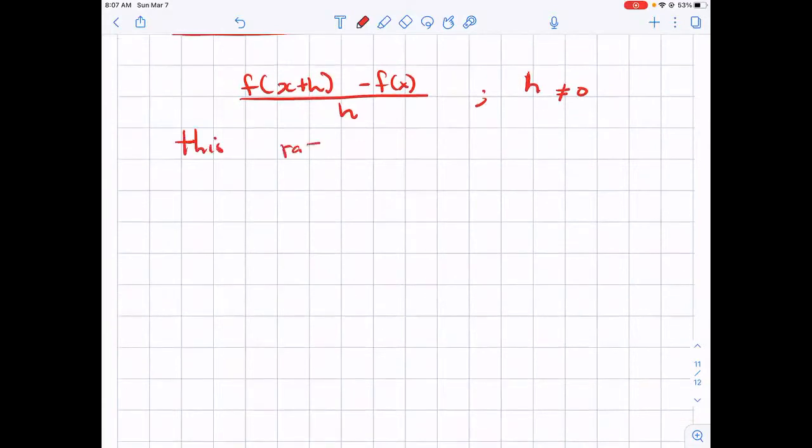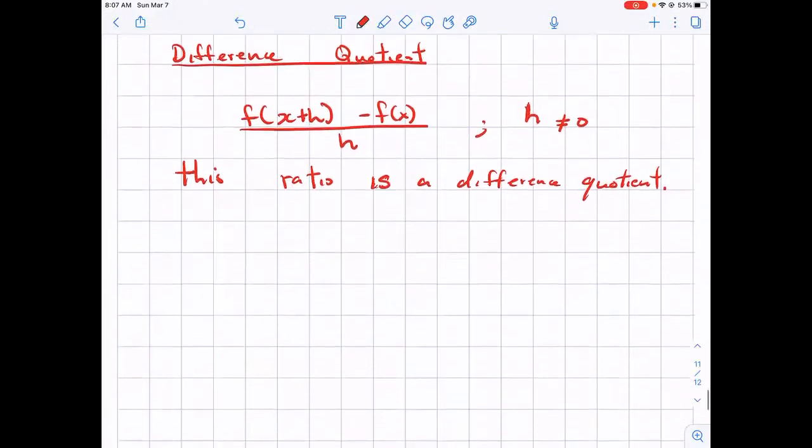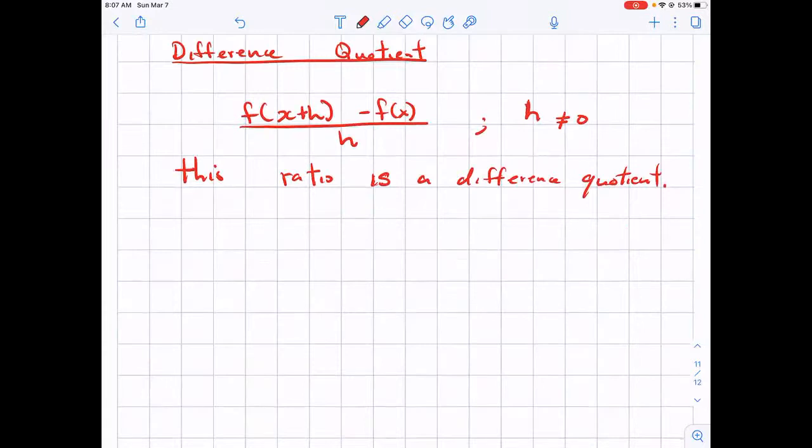This ratio is a difference quotient. Now we will see the whole application of this when you take calculus, but for now we just want to present it to you and see how we use it. It's really just evaluating functions at some point. So let's look at an example.